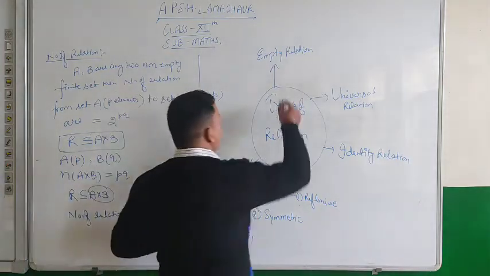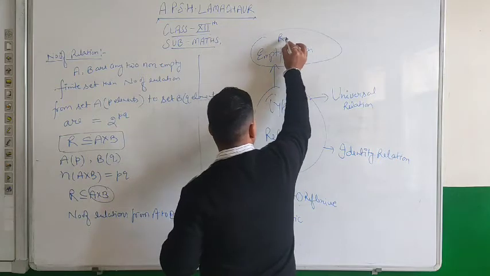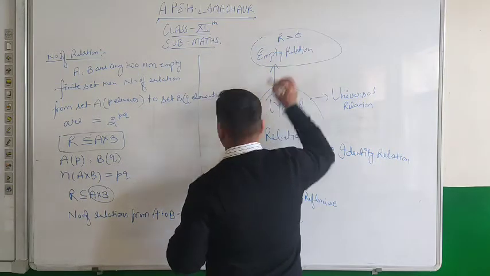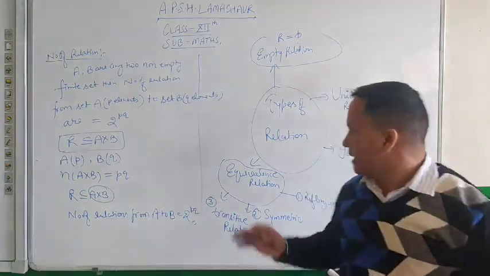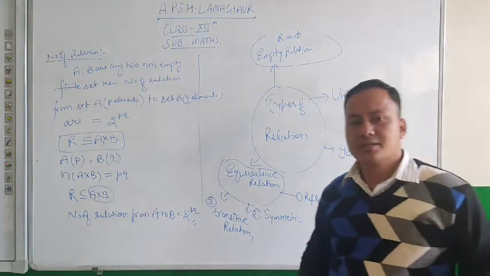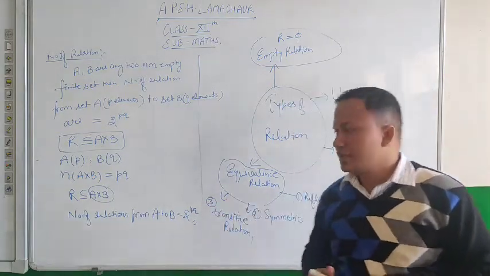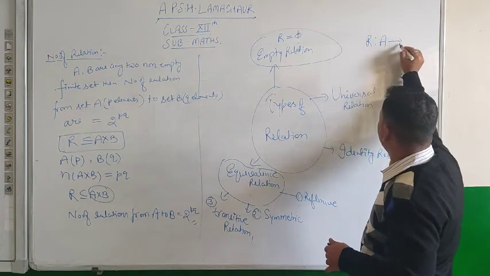So the very first is empty relation. Okay, a relation is said to be empty relation if the value of R is equal to phi. It means that if no element of set A is related to any element of set B, then you can say the relation is empty relation. Suppose we are defining the relation from a non-empty set A to a non-empty set B.